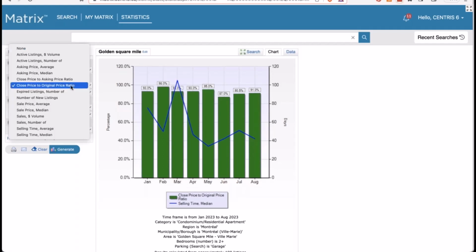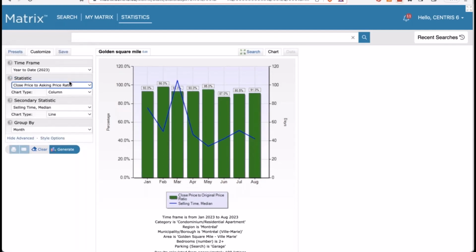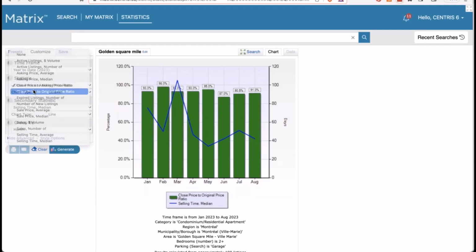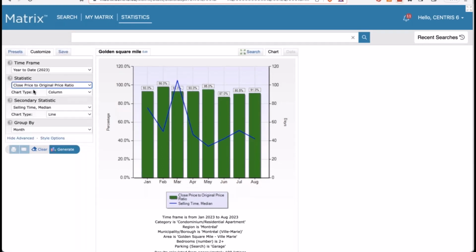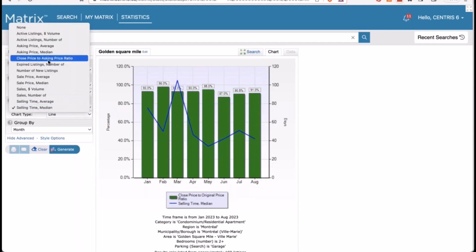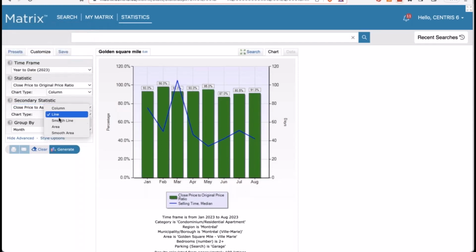Then just to specify, the close price compared to the asking price is the last asking price, so after a price reduction. So let's say you were at 524,900. It's not selling, you're not getting offers, you bring the price down to 499. Then this would be your sale price compared to your 499 price. This is compared to your 524,900 price. What I'll do is I'll put the two here in the same graph.